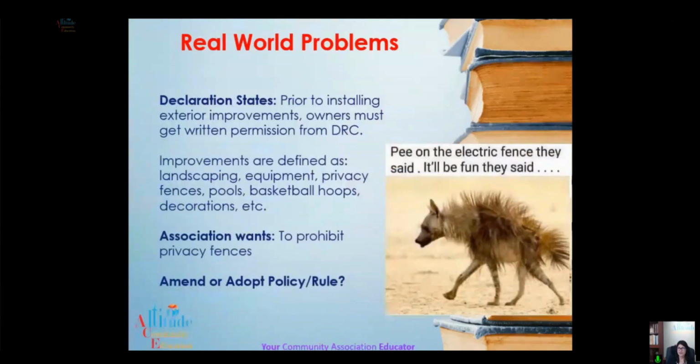Feel bad for this poor little hyena. So cute. Okay, more fun ones.